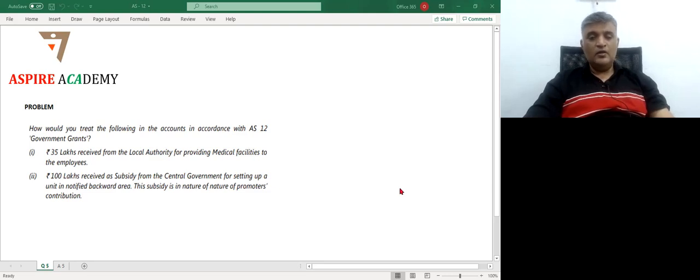So it's a revenue grant. Alternative one, we can take it to P&L account credit and show it under other income. Alternative two is to show the grant as a reduction from the employee benefit expenditure. What about the second one? 100 lakhs received as subsidy from the central government for setting up a unit in a notified backward area. This subsidy is in the nature of a promoter's contribution. Just now in the earlier problem, we discussed the accounting treatment for the promoter's contribution. It should be taken to the credit of the capital reserve account, and it cannot be distributed as dividend nor taken as a deferred income.